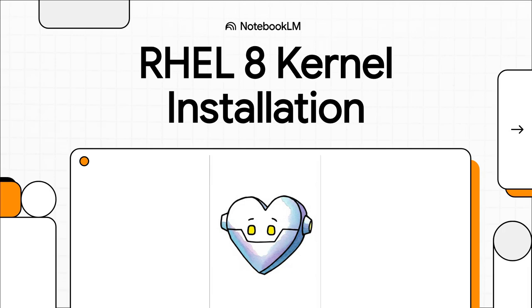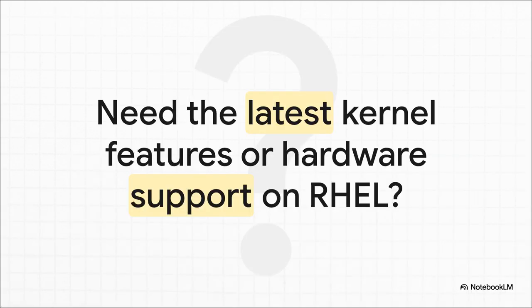All right, today we're jumping right into a pretty practical task, installing a new mainline kernel on Red Hat Enterprise Linux 8. If you've ever found yourself needing some cutting-edge hardware support or the absolute latest features on RHEL, well, this guide is exactly for you. So you might be asking yourself, why on earth would I even do this? Well, maybe you just got some brand new piece of hardware that the default RHEL kernel just doesn't recognize yet. Or maybe there's a specific new feature you need that's only in the latest upstream release. If any of that sounds familiar, you are definitely in the right place.